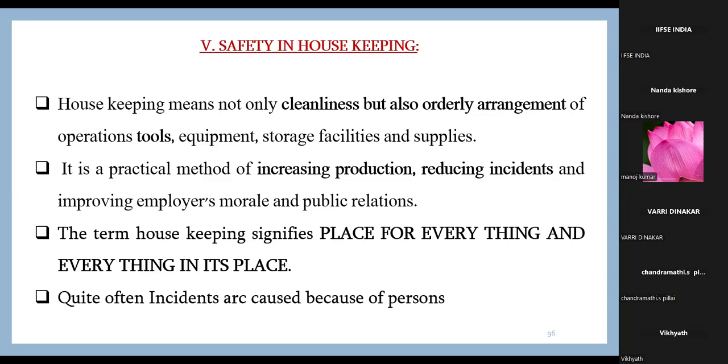It is one of the root causes for the incident. What, madam? It's one of the root causes for an incident. Yeah, one of the root causes for the incident. Very good.